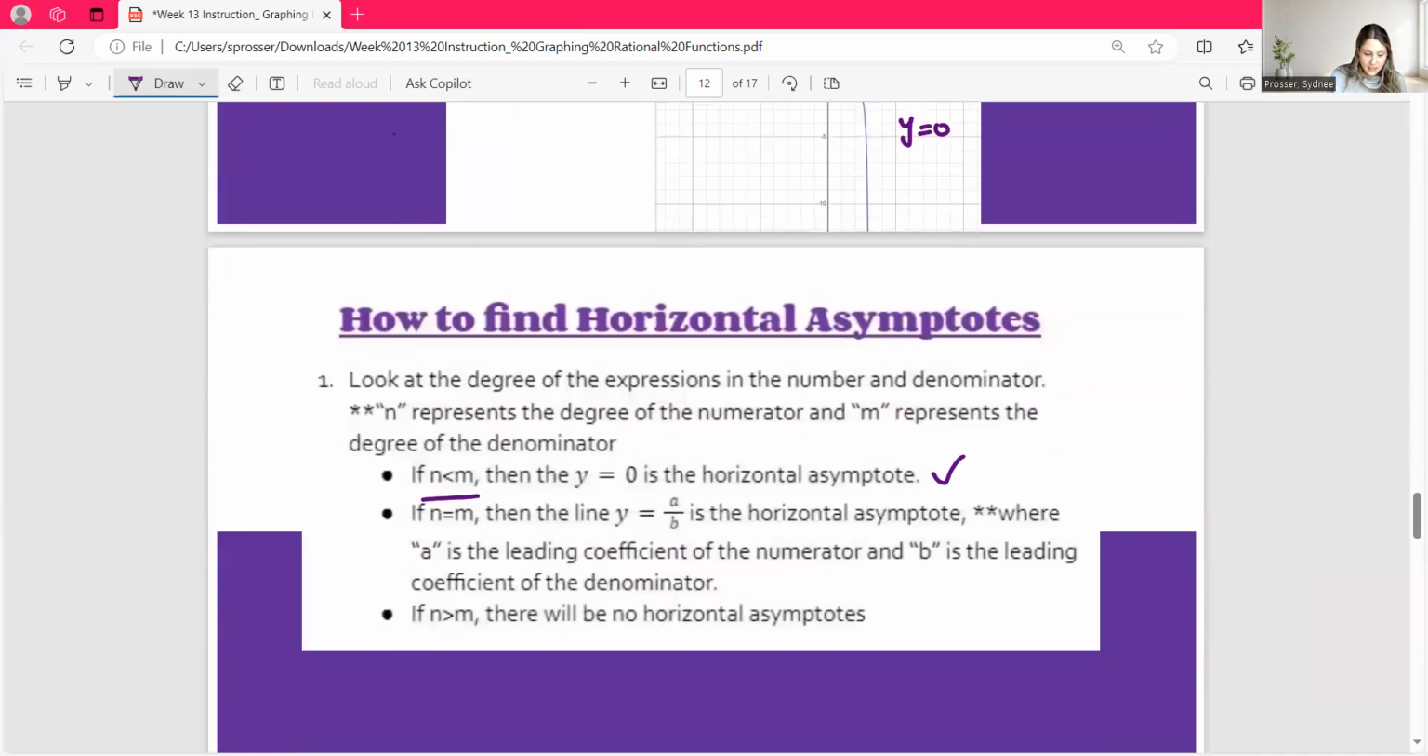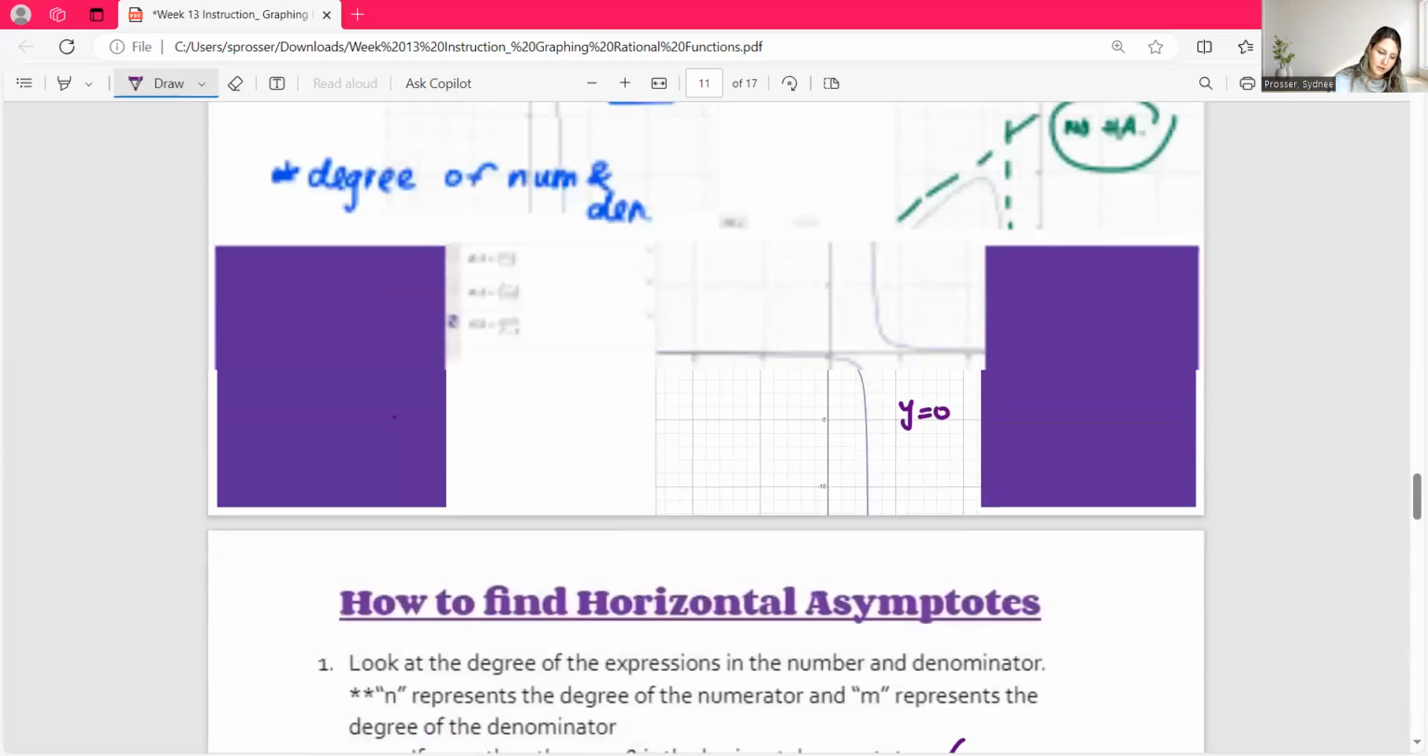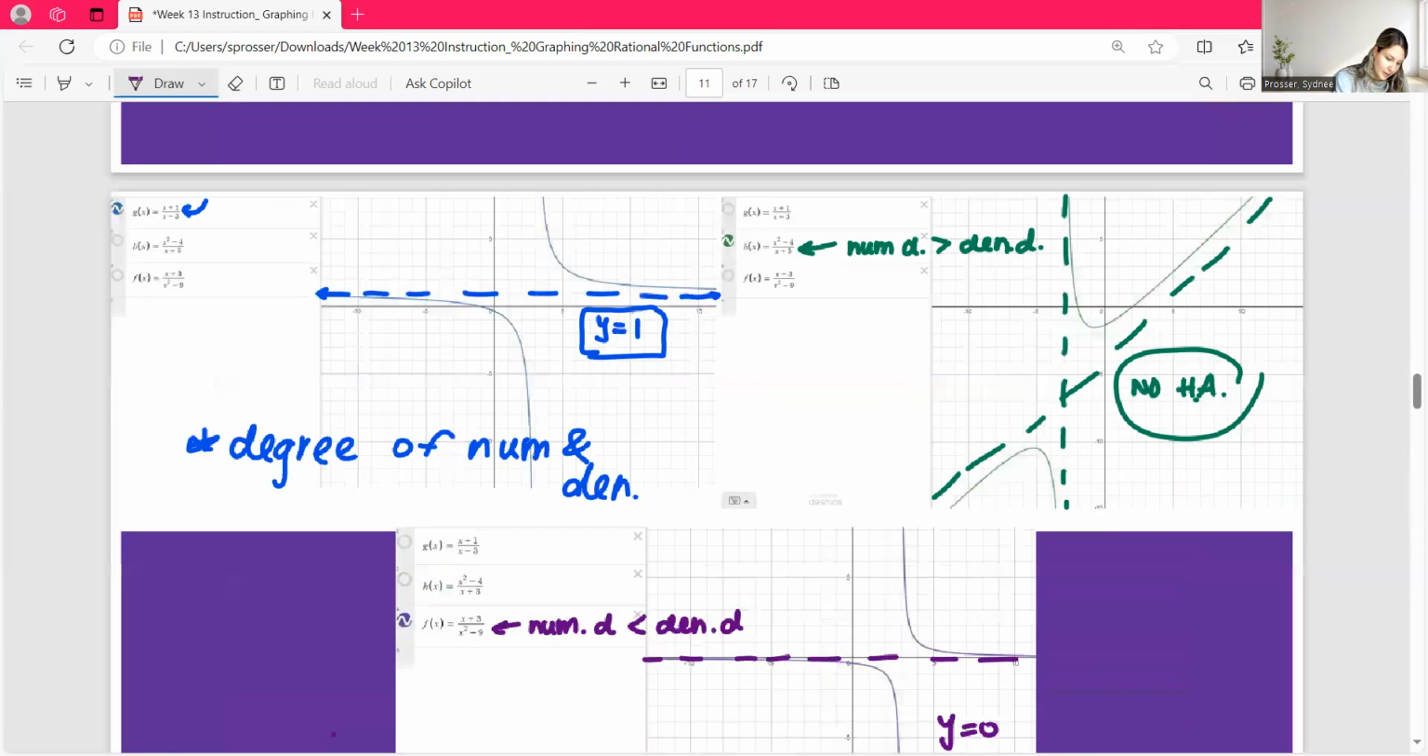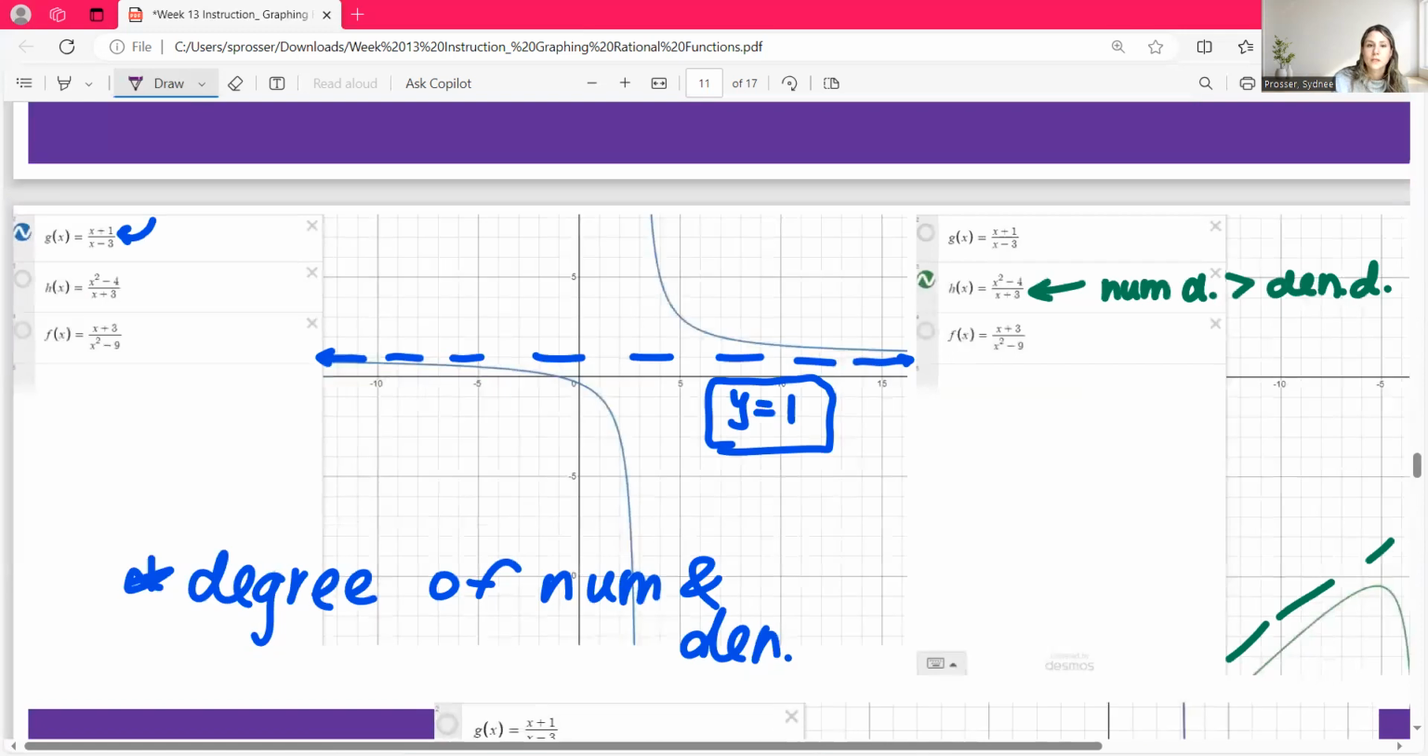The next possibility is that they could be equal to each other. The numerator degree is equal to the denominator degree. This is when we look at the leading coefficient. Then the line y equals a over b is the horizontal asymptote, where a is the leading coefficient of the numerator and b is the leading coefficient of the denominator. If we look at this example, we had said that the horizontal asymptote was y equals 1. The leading coefficient of the numerator is 1, and the leading coefficient of the denominator is 1. So that's how we get the horizontal asymptote of 1.